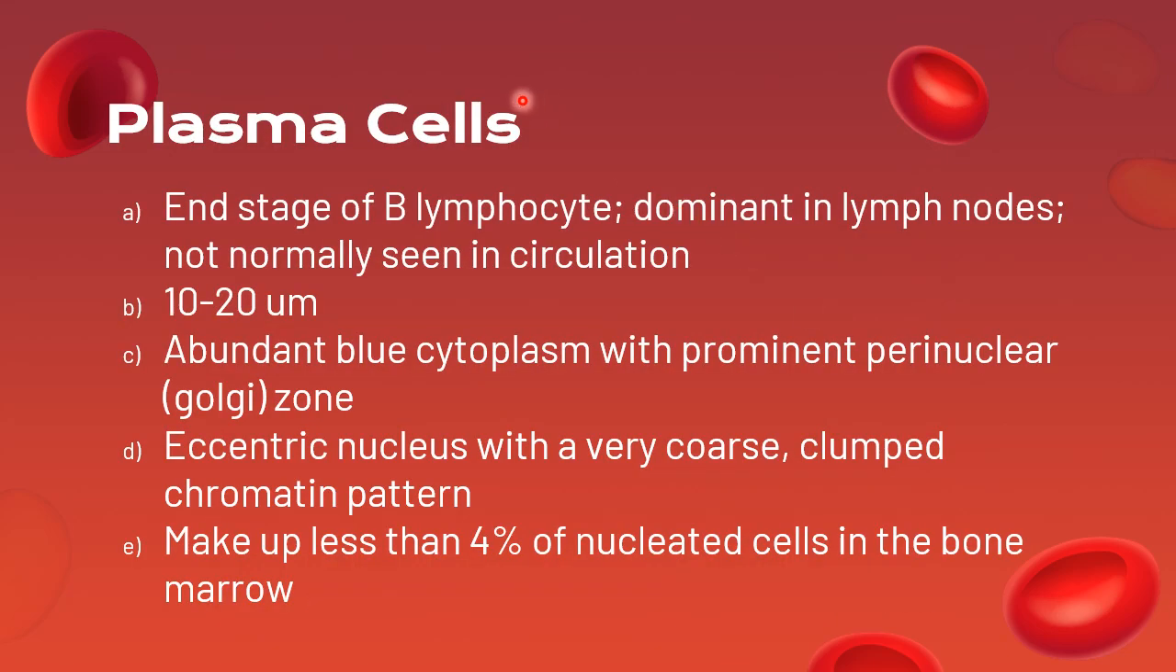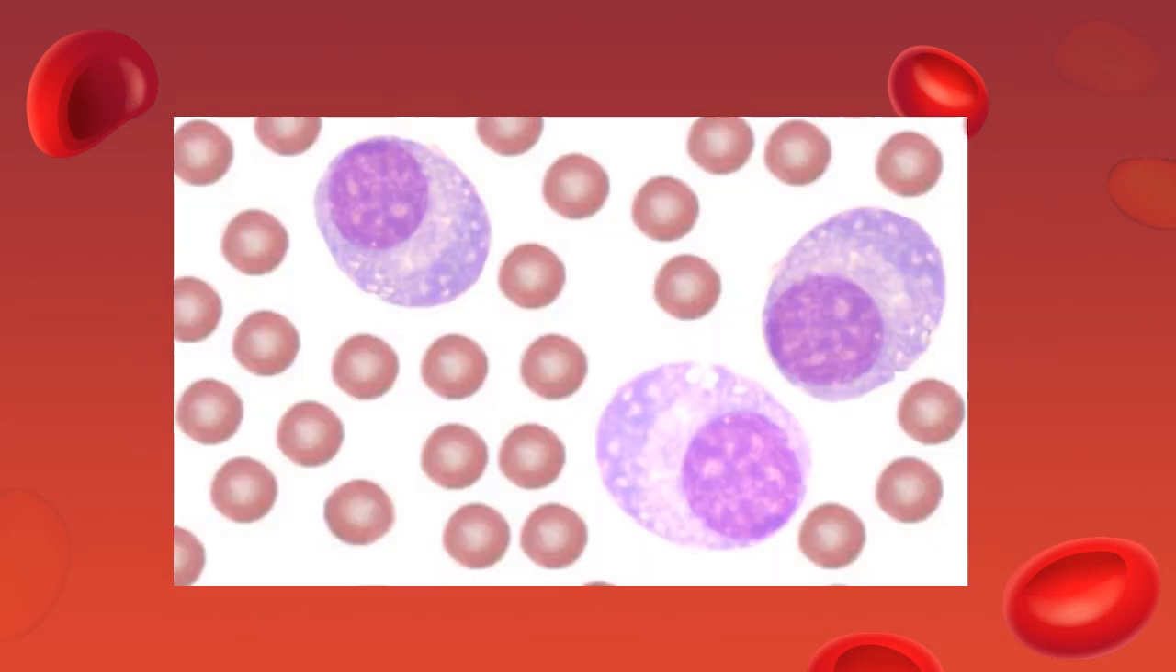Next is plasma cells. Plasma cells are the end stage of B lymphocyte. They are dominant in lymph nodes, not normally seen in circulation. It has abundant blue cytoplasm with prominent perinuclear Golgi zone, eccentric nucleus with a coarse clumped chromatin pattern, and makes up less than 4% of nucleated cells in the bone marrow. These are your plasma cells.